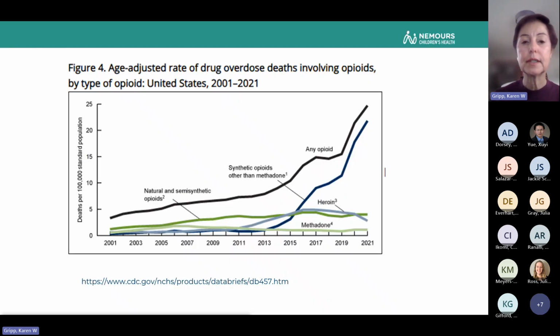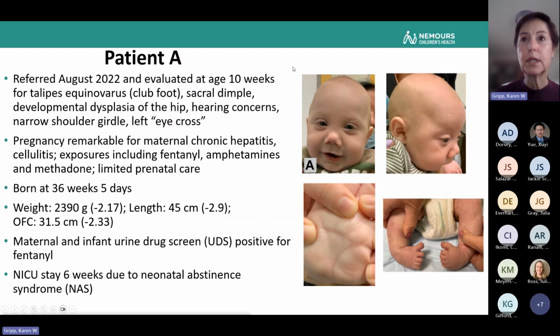Setting the stage is this diagram that shows the age-adjusted rate of drug overdose deaths involving opioids in the US. What you see here over time is a notable increase. This increase is driven mostly by, shown here in blue, synthetic opioids, and this is where fentanyl falls as a synthetic opioid. In contrast, heroin, for example, is not causing as many deaths over time. So this sets the stage for patients we saw in clinic.